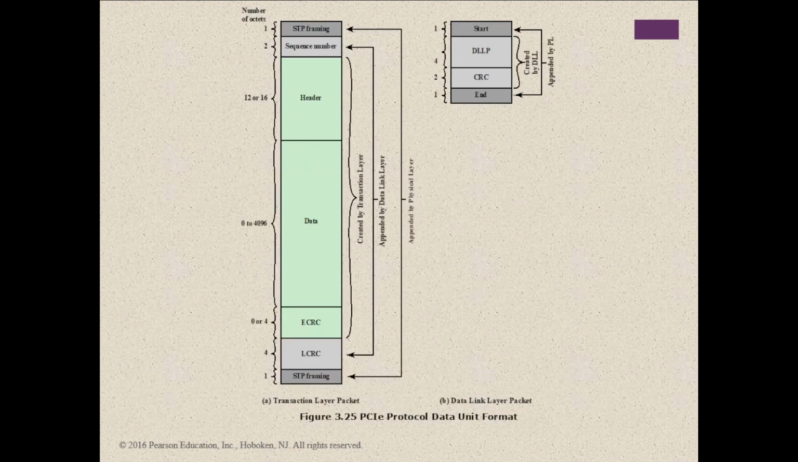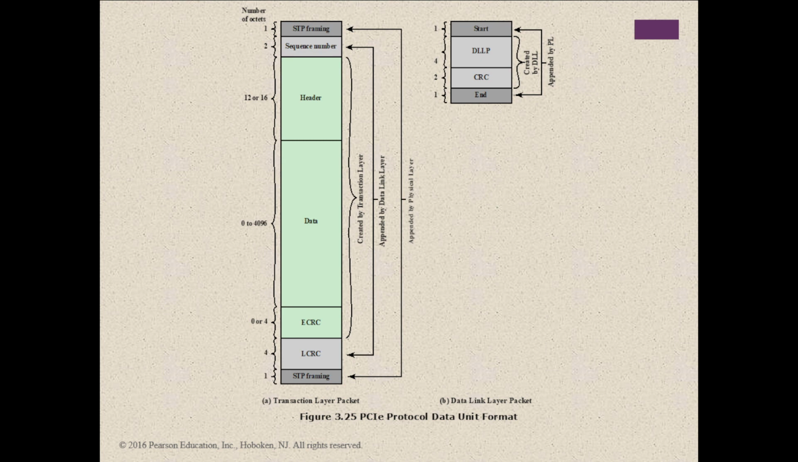Then next, we have the figure, Figure 3.25, the PCIe control protocol data unit format. PCIe transactions are conveyed using transaction layer packets, which are illustrated in this figure, 3.25A. A TLP originates in the transaction layer of the sending device and terminates at the transaction layer of the receiving device. Upper layer software sends to the transaction layer the information needed to create the core of the TLP, which consists of the following fields.